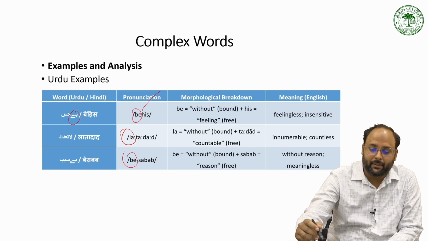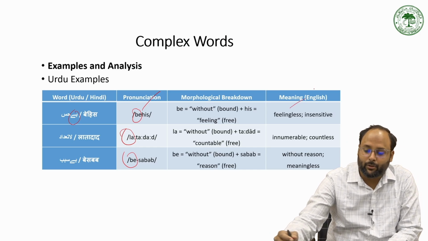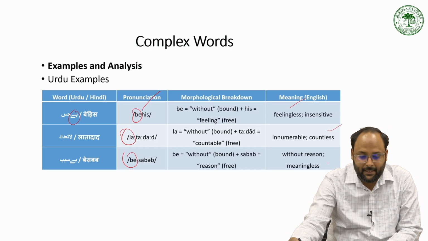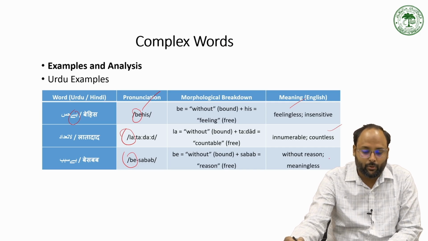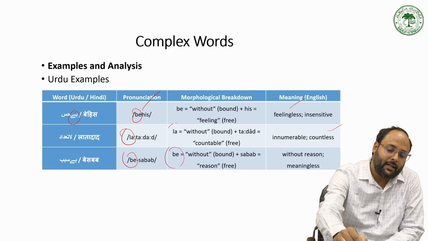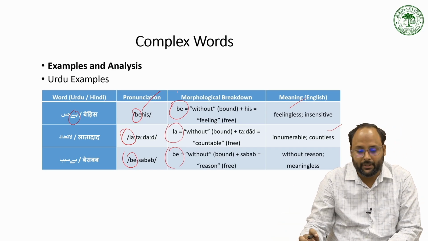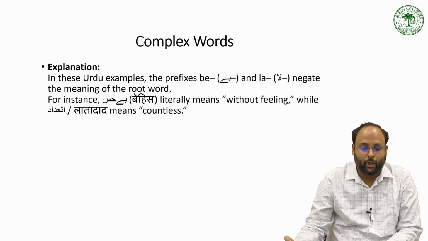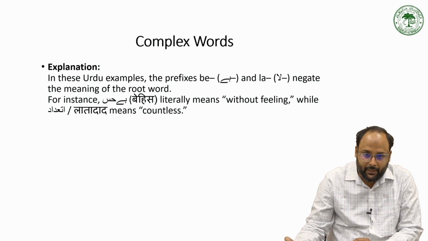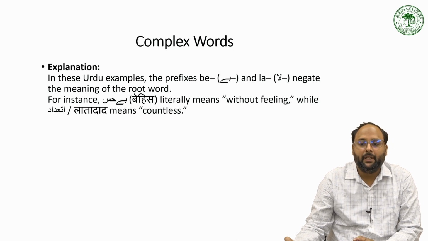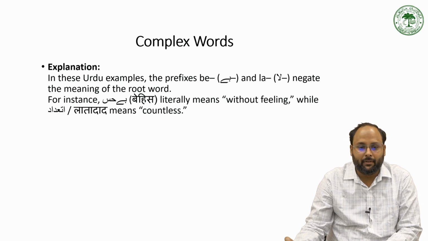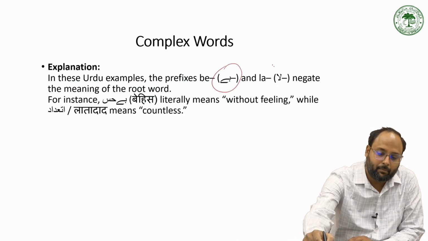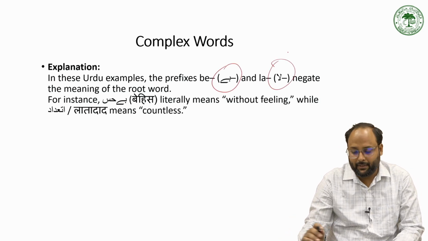So behis gives the meaning of feeling less. La tadad means countless, and besabab means without reason. So here be is the prefix, and la is the prefix, and here be is the prefix. These are other examples of Urdu. So in Urdu or Hindi, the prefixes be and la negate the meaning of the word. Like behis means without feeling, while la tadad means countless. So they give the meaning of negation most of the time, like the prefix be and the prefix la in Urdu and Hindi.